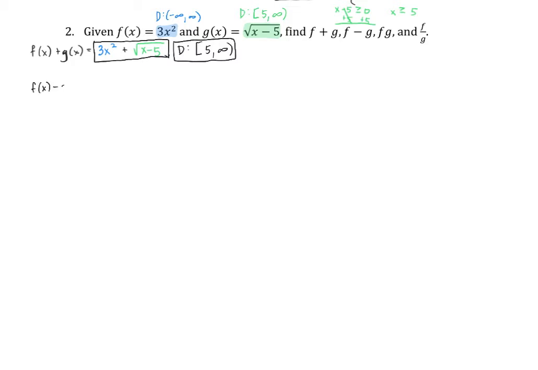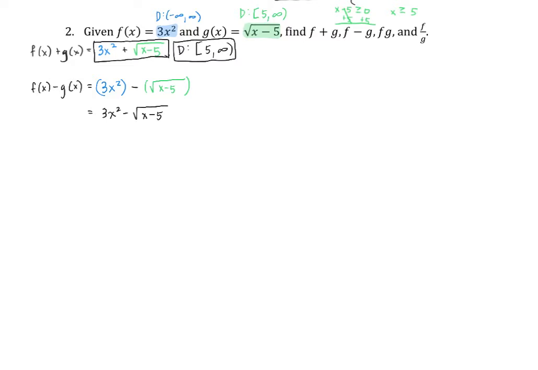All right, let's look at the difference. So f of x is 3x squared minus g of x is the square root of x minus 5. So I need to distribute this negative, although there's really only one thing in the green. It's all under the square root. So that's going to be 3x squared minus the square root of x minus 5.